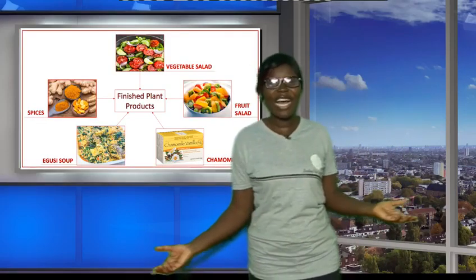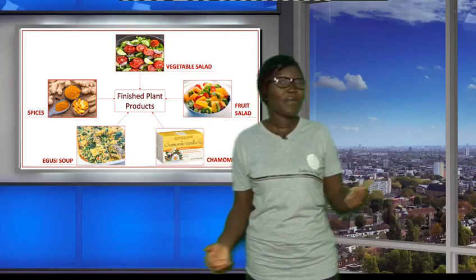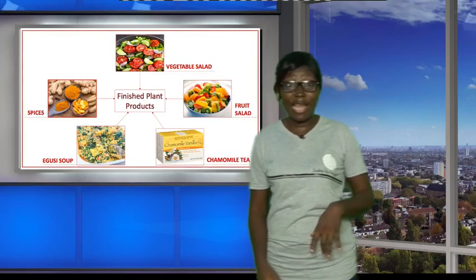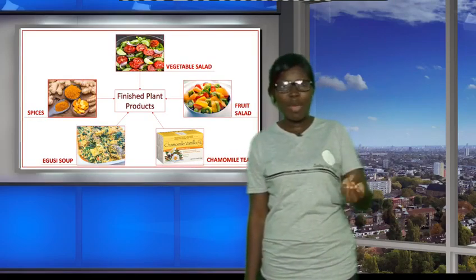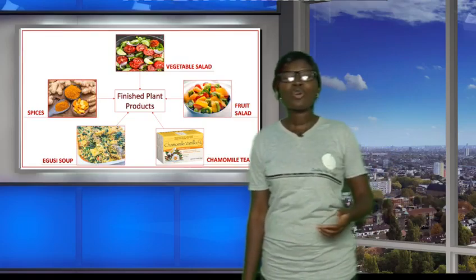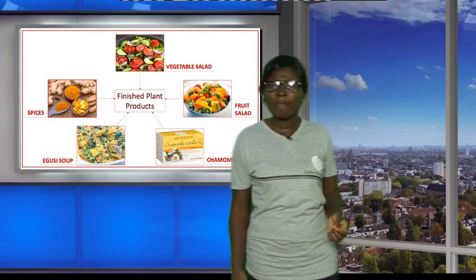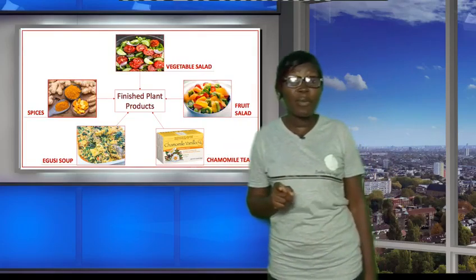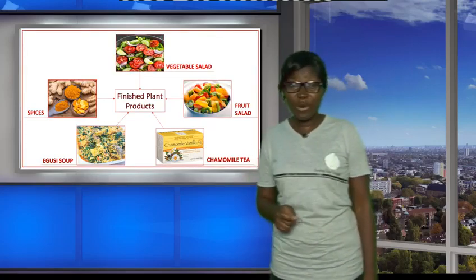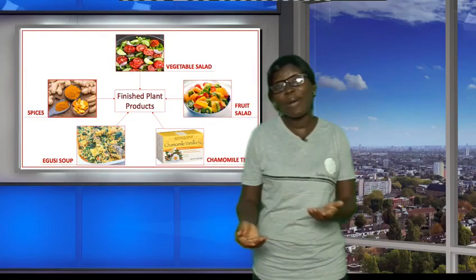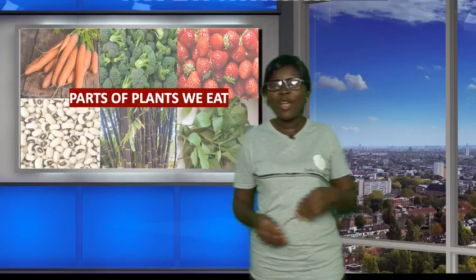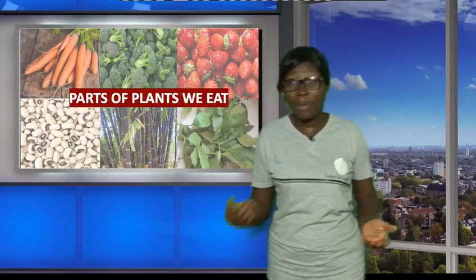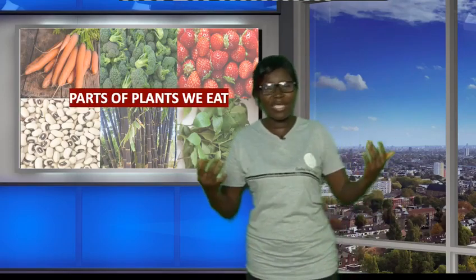Some other parts are used in soup, like the melon seed, which we all know as the egusi seed. It's used to make the egusi soup. Also, you can have them as tea. You remember the flower I called the chamomile? Yes, the chamomile flower is actually used to make chamomile tea. Now, can you think of other ways in which parts of plants are used to make food that we eat?